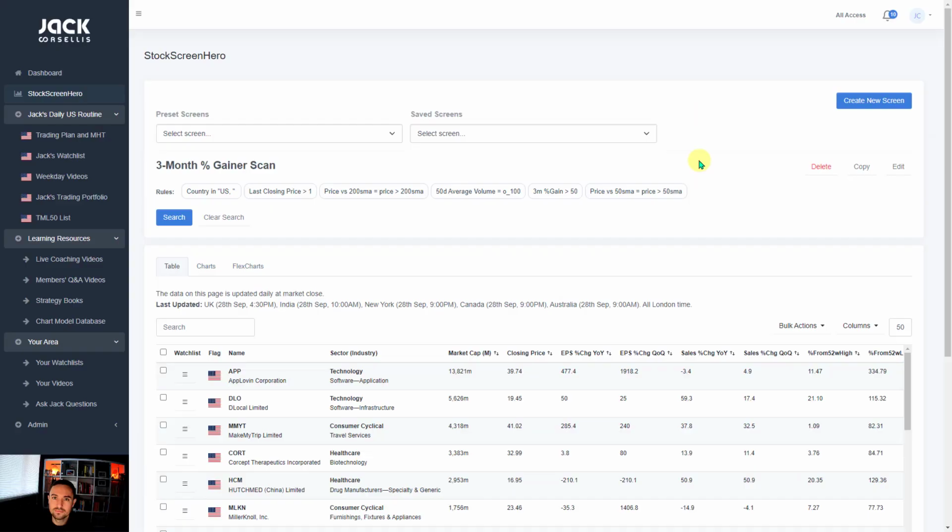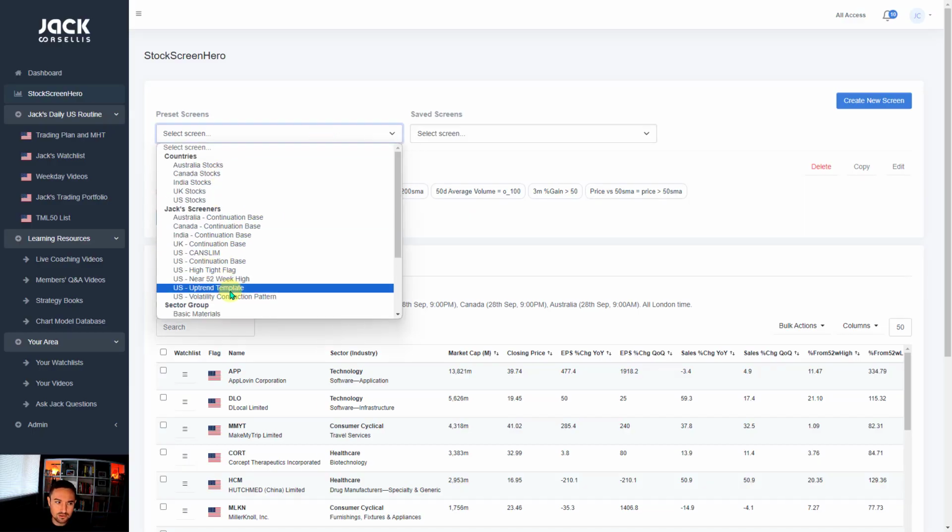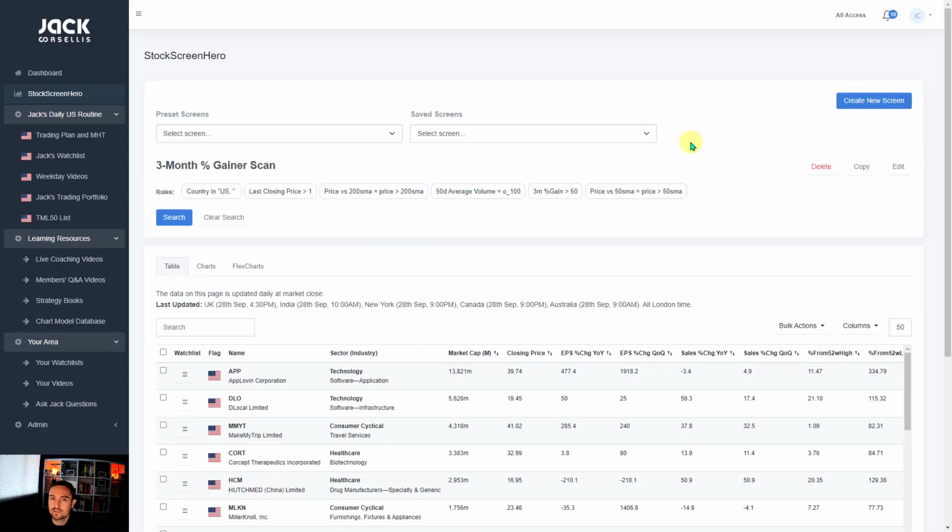Okay, we're across on my platform and we're on my stock screen. I'm going to take you through this 3-month percentage gain scanner and show you how super quick this is. We have free plans available, we have paid plans available. On the free plans, I think we have access to these ones in here as well, such as a continuation based screen, which is pretty good, high tight flag screens, volatility contraction pattern screen, all of that stuff. So free plans available, paid plans available if you are interested. Let me take you through this 3-month percentage gain scan.